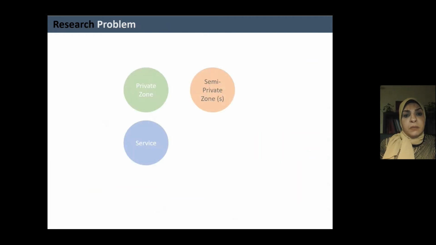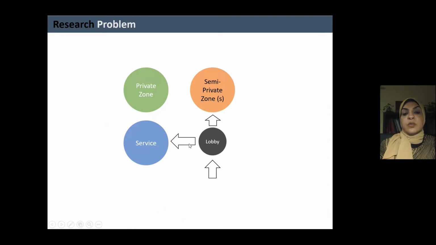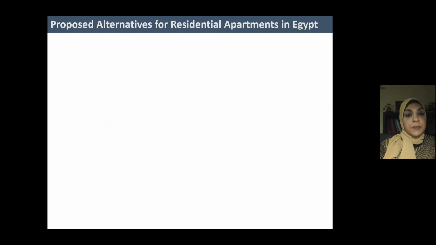Unlike the current apartments that depend on having the same zones, the lobby designed in those models does not provide a transitional area. The lobby gives access to the service area and the semi-private zone. To reach the private zone, you have to pass by the semi-private zone, and this is a crucial problem in the current advertised apartments.